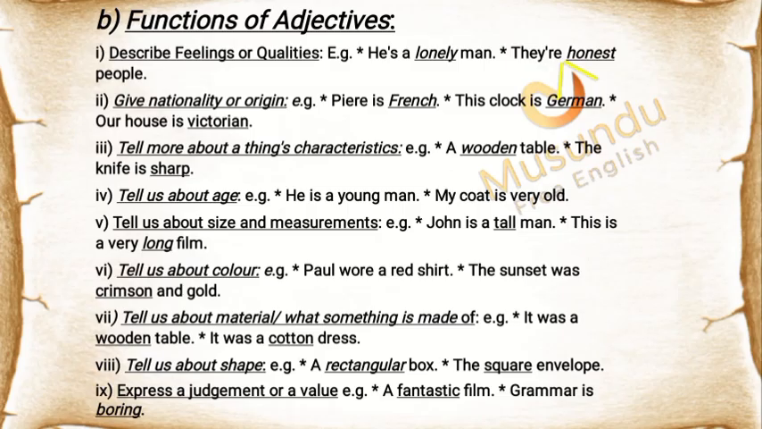7. Tell us about material, what something is made of. Examples: it was a wooden table. It was a cotton dress. 8. Tell us about shape. Examples: a rectangular box. The square envelope. 9. Express a judgment or a value. Examples: a fantastic film. Grammar is boring.